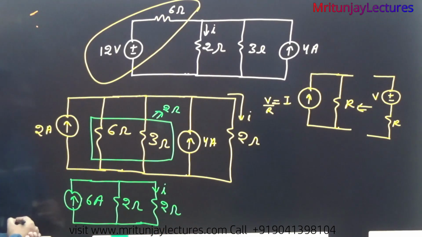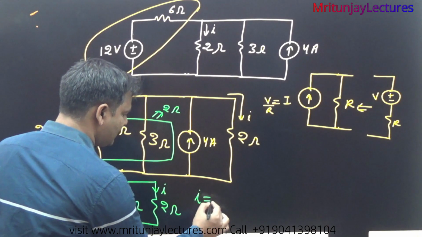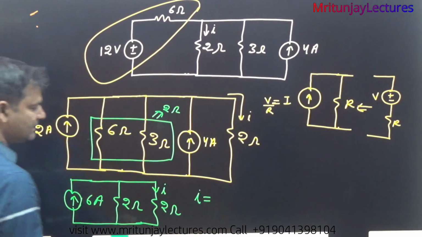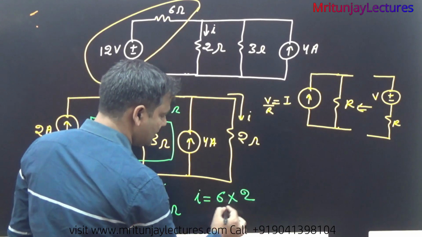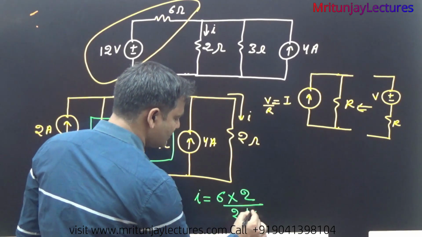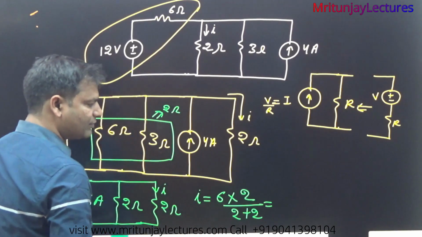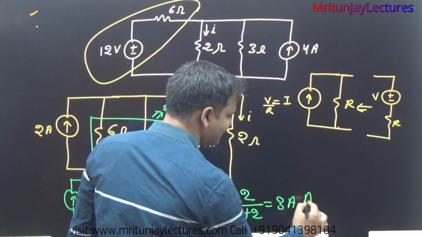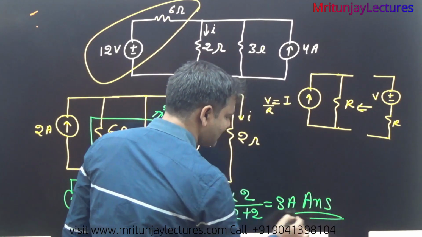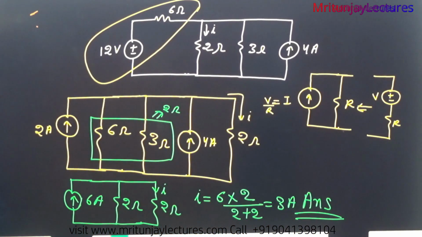After that, simply apply the current division rule. 6 into 2 divided by 2 plus 2. So 12 divided by 4, that is 3 ampere, which is the right answer. Make it. Make it very simple.